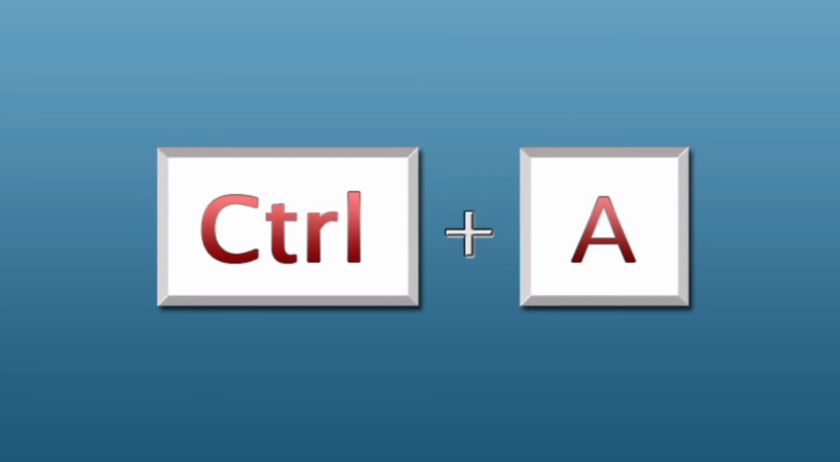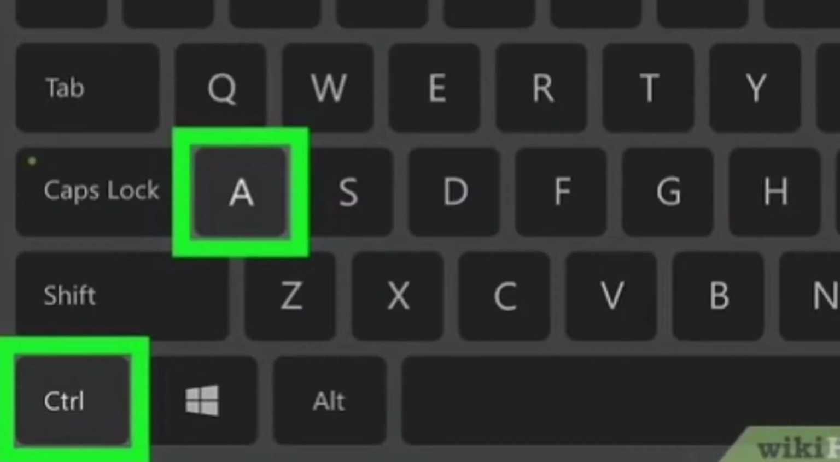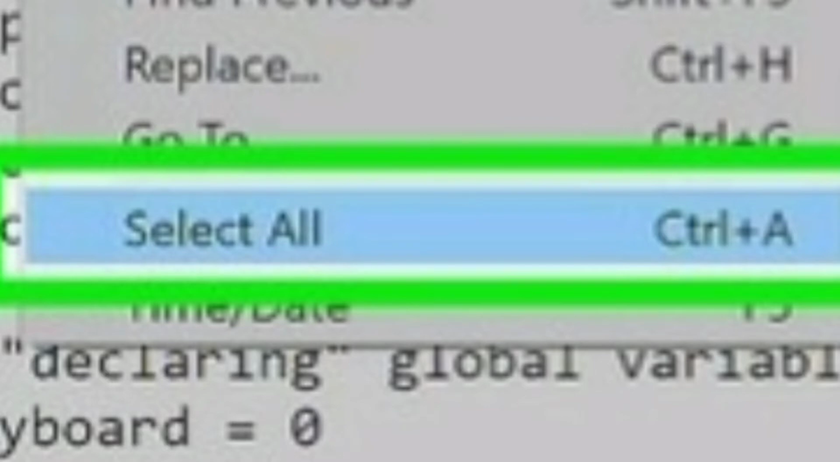First shortcut is Ctrl A, alternatively known as Ctrl A and Ctrl plus A. It is a shortcut key most often used to select all text or other objects while in a graphical user environment.